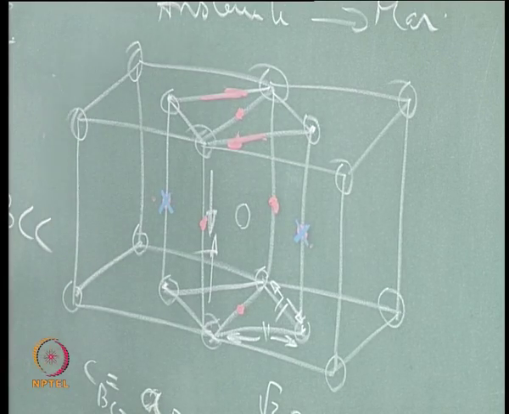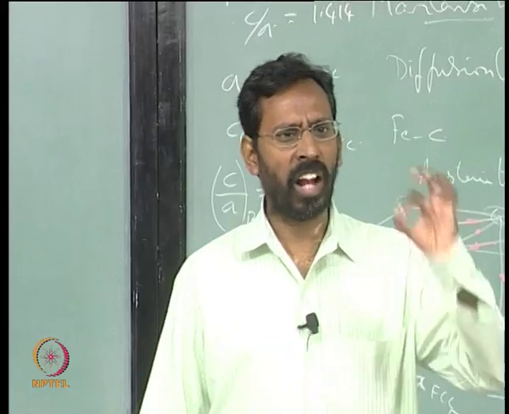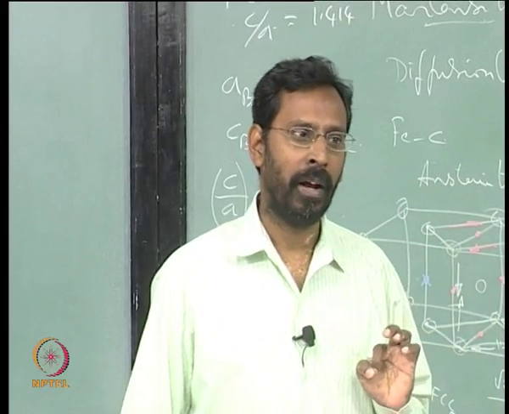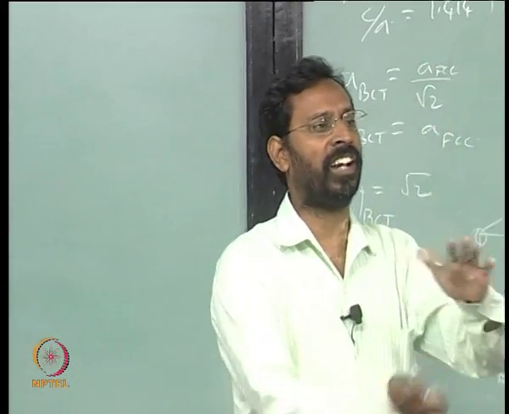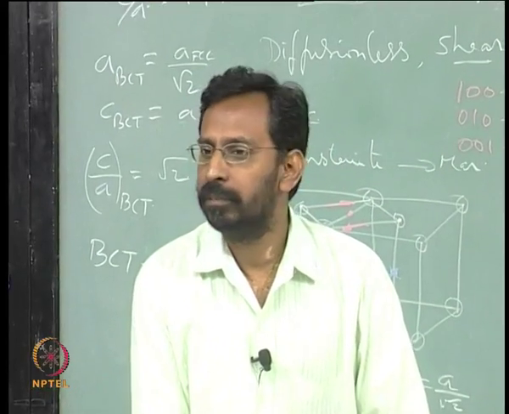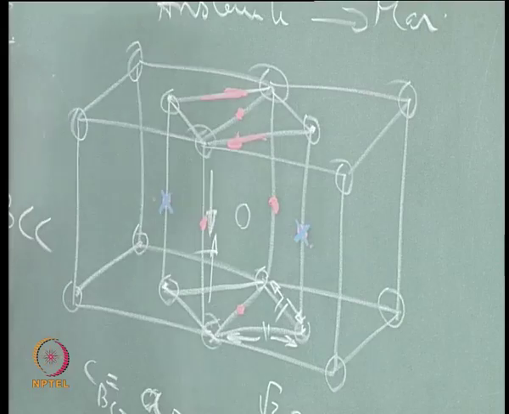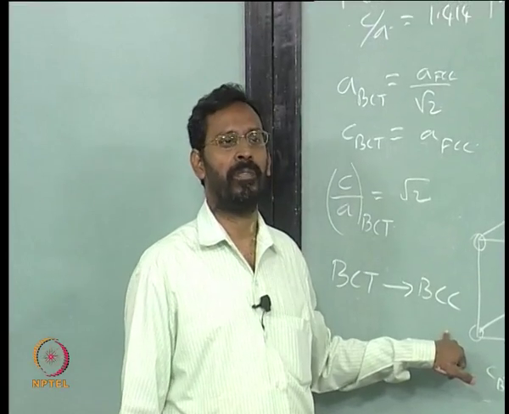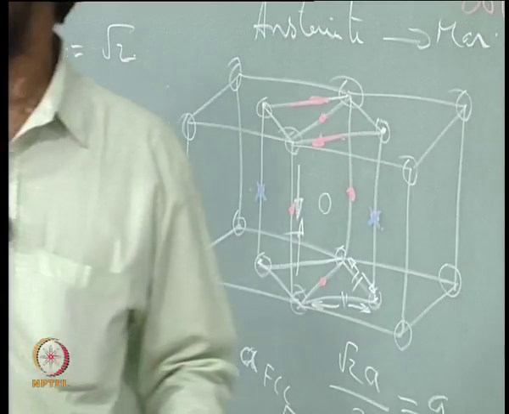Once you consider that out of all these 6 positions, 4 of them are at C/2 positions of the BCT. Am I right? They are at the center of the C axis, 4 of them, and because carbon is sitting at the center of the C axis, for the C to shrink is not easy. C cannot shrink now because carbon is sitting there, and because it cannot shrink, BCT cannot become a BCC.